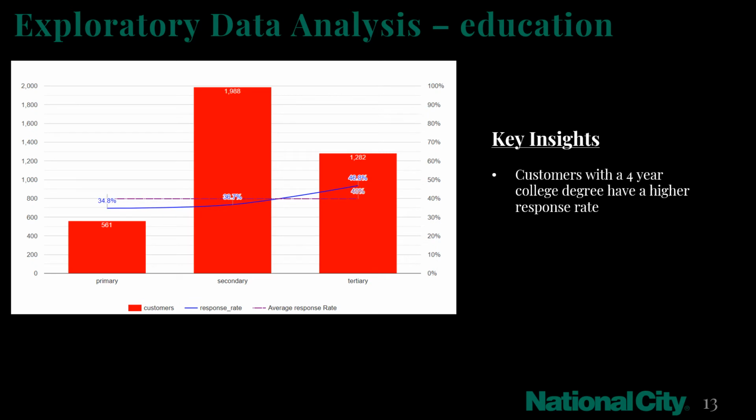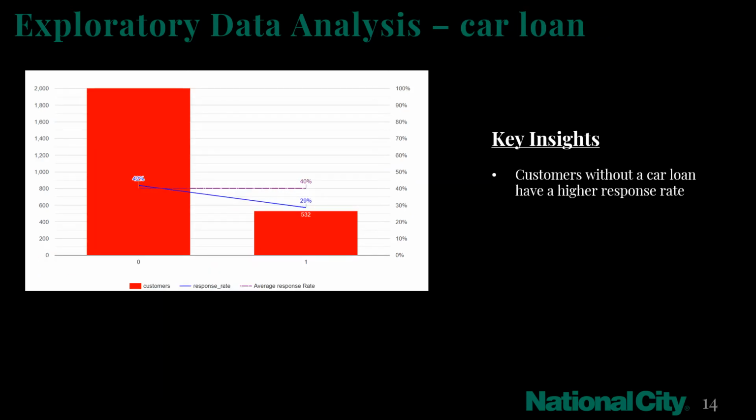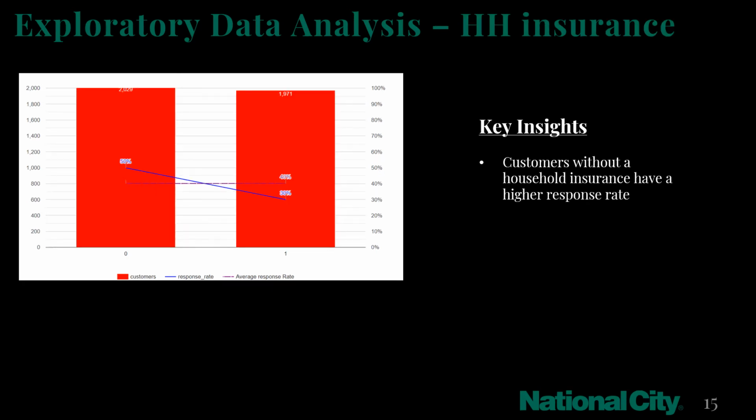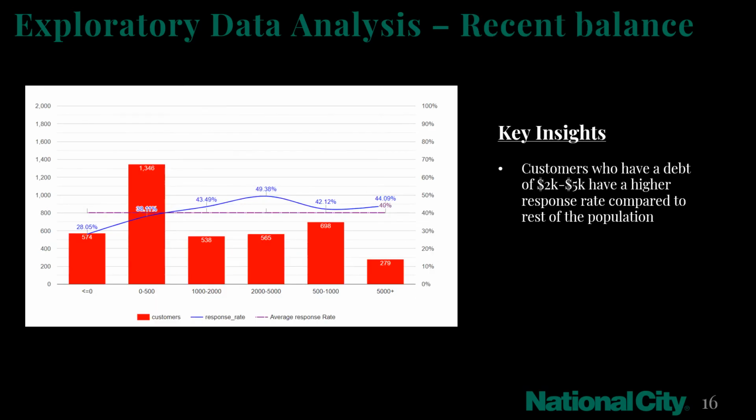And then customers with a four-year college degree have a higher response rate compared to high school graduates. Customers without a car loan have a higher response rate. Similarly, customers without household insurance have a higher response rate. And customers who have debt within the range of $2,000 to $5,000 have a higher response rate compared to the rest of the population.